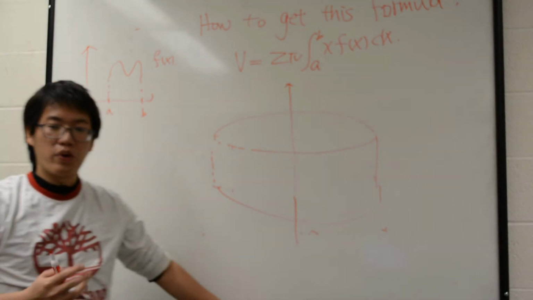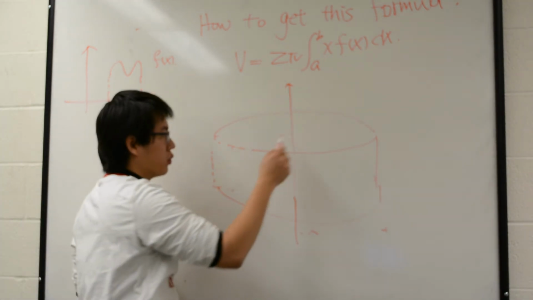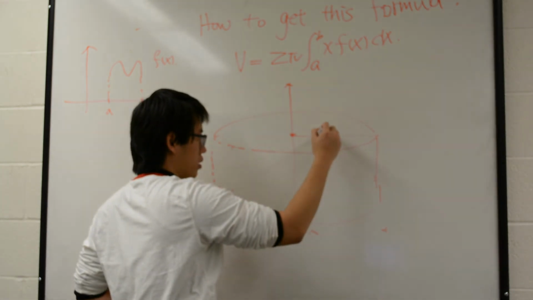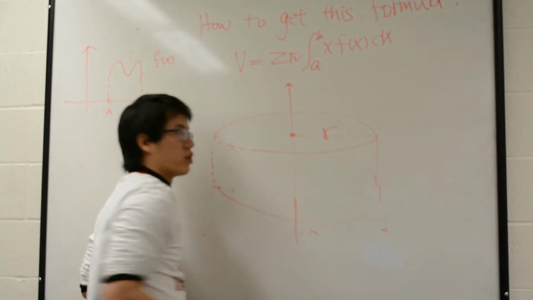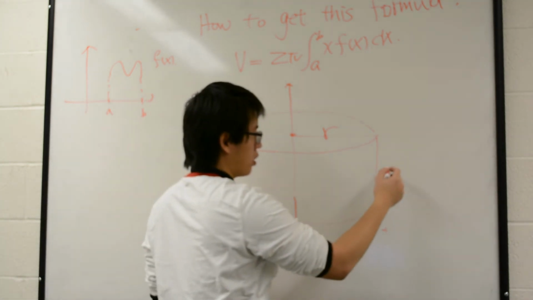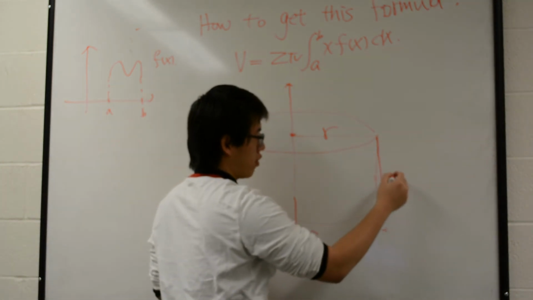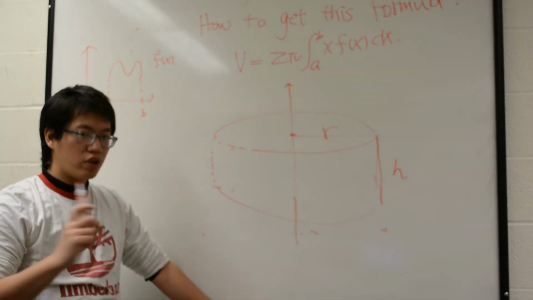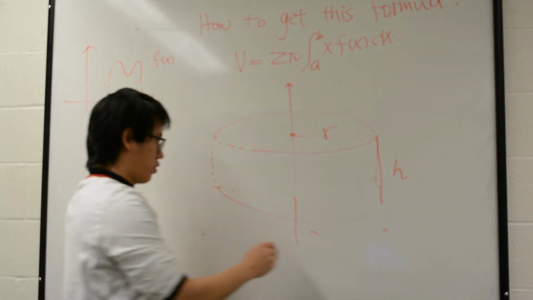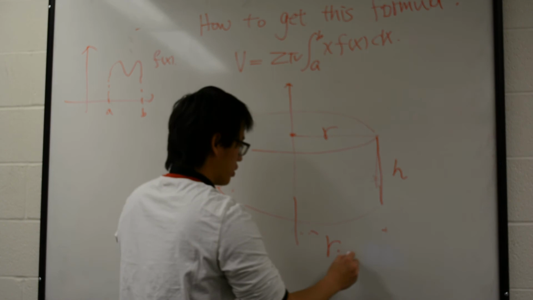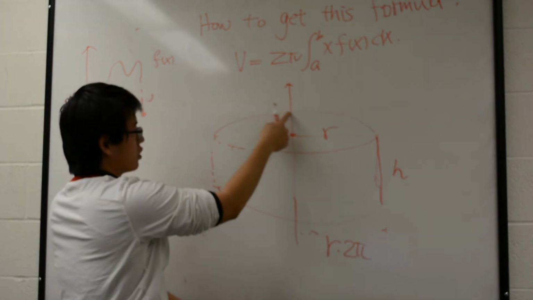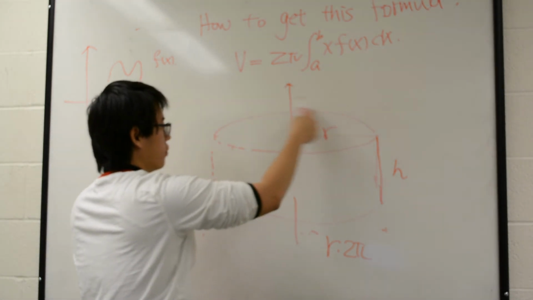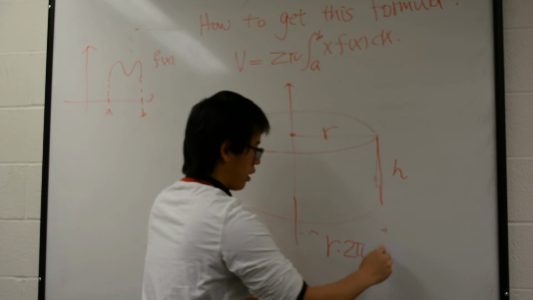So how to compute a cylinder? First, you need to figure out the radius of this circle. So let me suppose the radius is r, and we suppose the height of this surface is h. So the area of the surface of this cylinder is r times 2 pi, that is the circumference of the circle, times h.